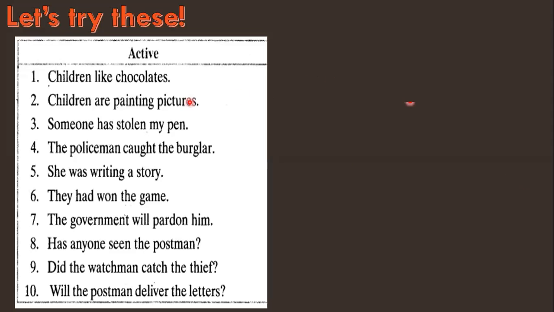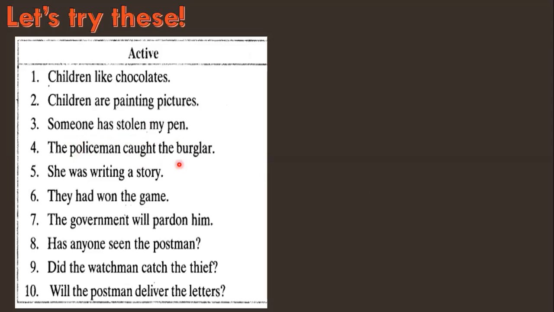Let's come to the third one. Someone has stolen my pen. Now, which tense is this? First of all, recognize the tense and then do it. It has stolen, that means it is a perfect tense, okay? Present perfect tense. So, someone has stolen my pen. My pen has been stolen by someone. Exactly. Very good. Okay, the next one.